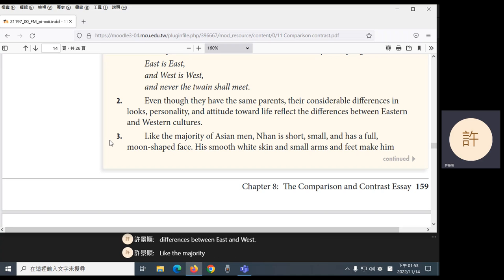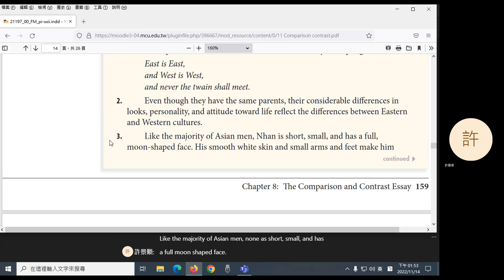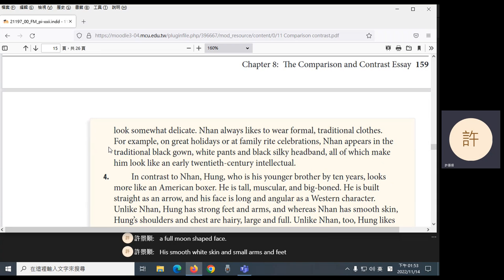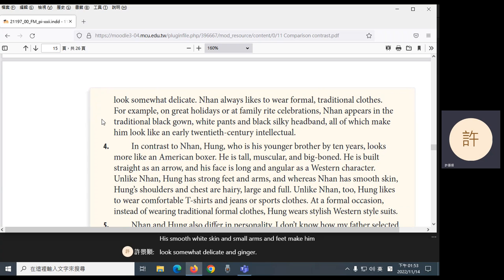Like the majority of Asian men, Nan is short, small, and has a full moon-shaped face. His smooth white skin and small arms and feet make him look somewhat delicate and refined. Nan always likes to wear formal traditional clothes. For example, on great holidays or at family rite celebrations, rite is ritual, Nan appears in the traditional black gown, white pants, and black silky headband, all of which make him look like an early 20th century intellectual. So Nan dresses in a more traditional way.